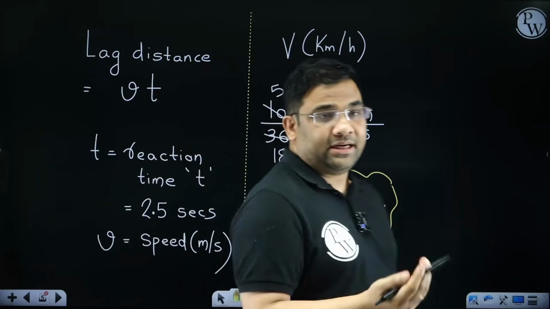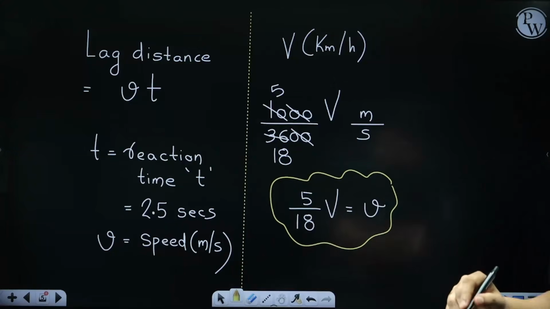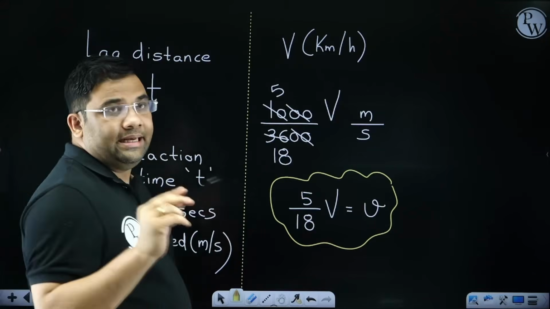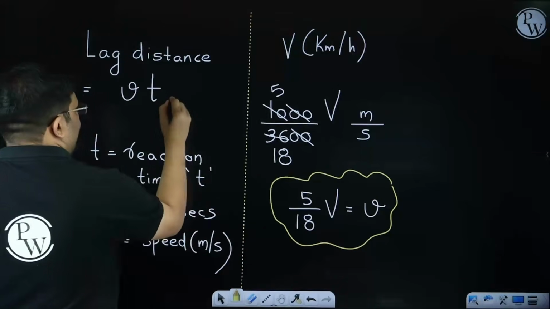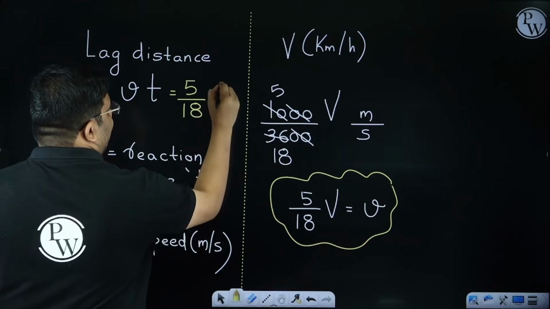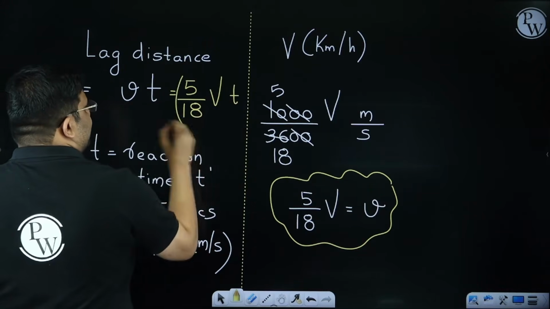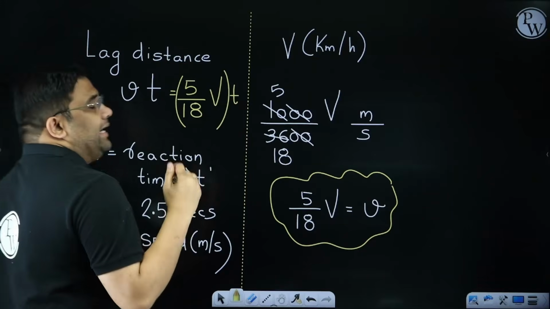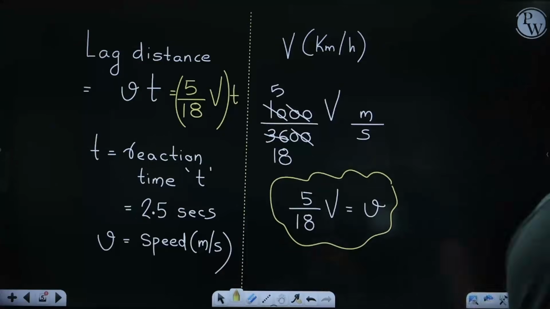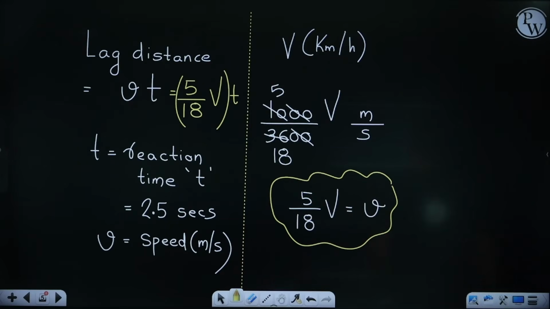So this lag distance which I have written here, small v into t, I can also write as 5 by 18 capital V into time t, where small v is equal to 5 by 18 of capital V. Small v is meter per second and capital V is kilometer per hour. So this is the lag distance.